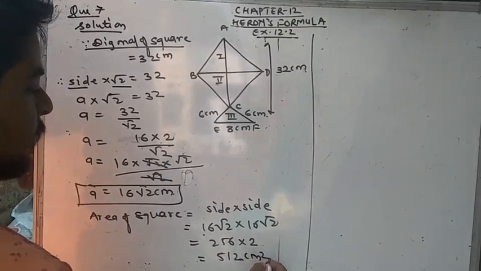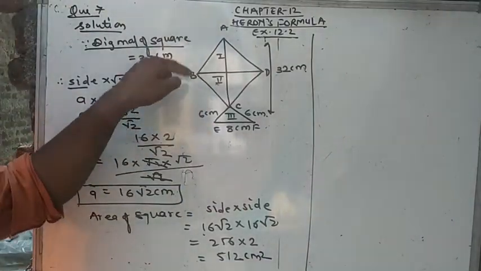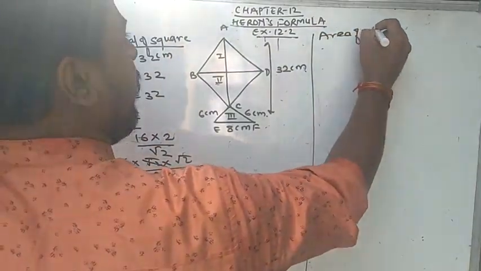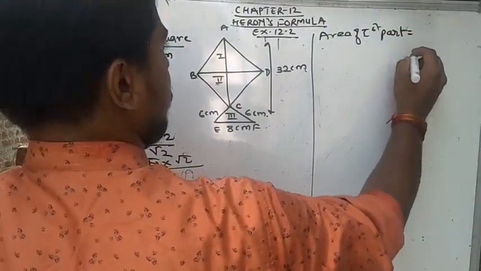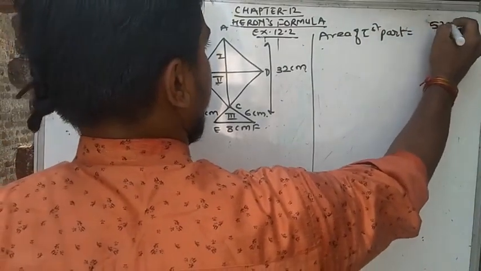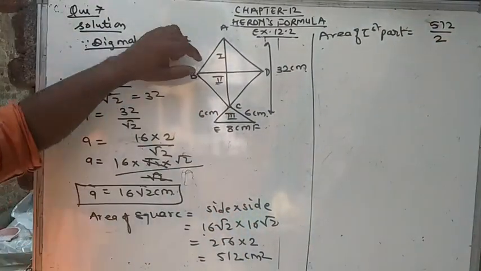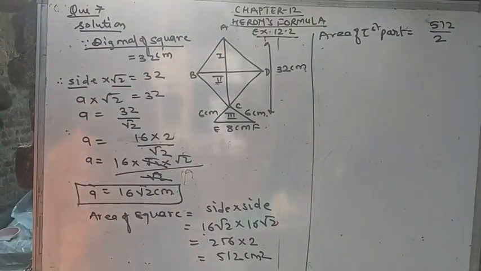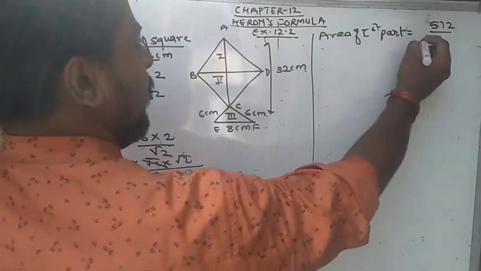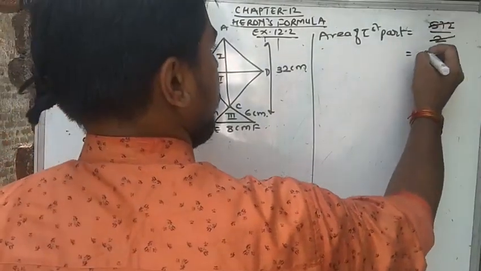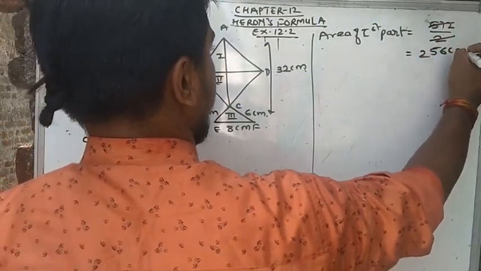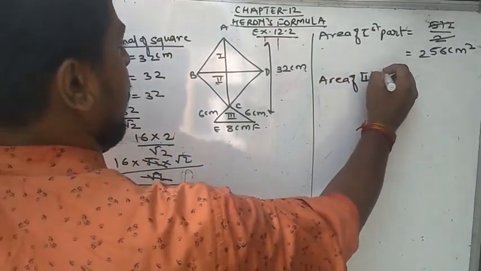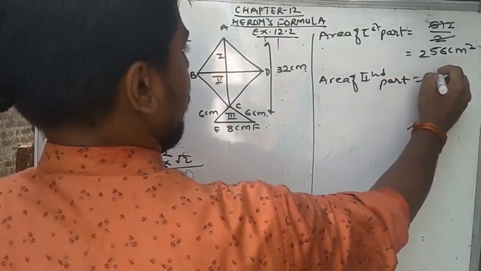512 centimeter square. It is the total area of the square ABCD. But the area of the first part is equal to 512 divided by 2. It means that the diagonal of a square divides it into two equal parts. Therefore, it will be 256 centimeter square, and similarly the area of the second part is equal to 256.